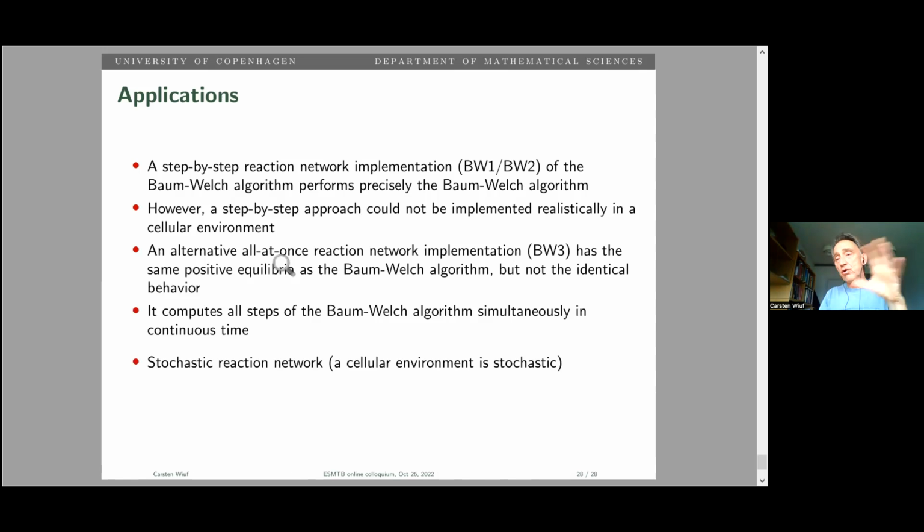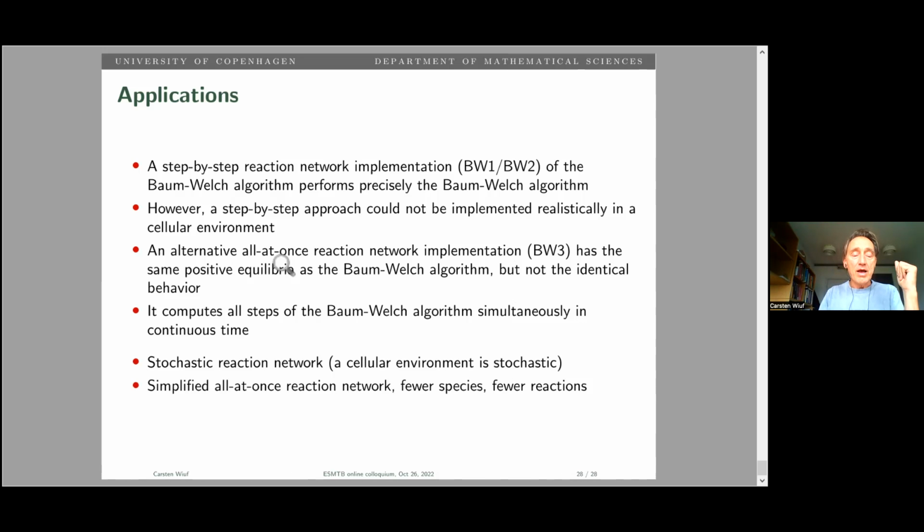For example, what goes on in a cell is essentially stochastic, because the number of molecules is small. So some of this should not be seen from the deterministic perspective if we want to implement it as a molecular machine, but from a stochastic perspective, and that makes things a little harder, or to say it mildly, a lot harder. At least we have not been able to see the way through yet. And then, of course, one would like to have simplified reaction networks with fewer reactions and fewer species, something simpler than what I have presented here. But this is also left for the future.